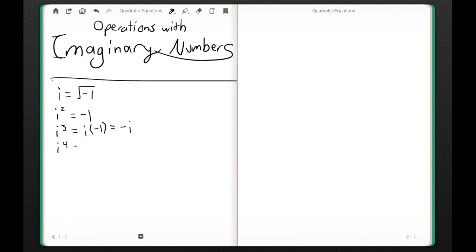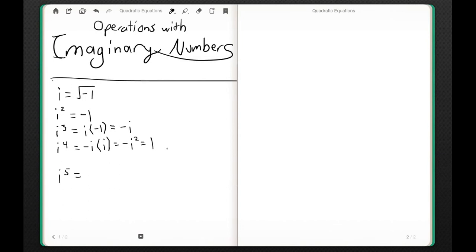What about i to the 4th? We multiply i cubed by i again, so we'll have -i times i, and this will be -i squared. Now we know that i squared is -1, so -(-1) is just 1. So why are we doing this? Well, if we keep going, you'll see in just a second.